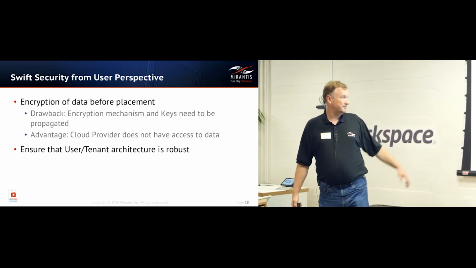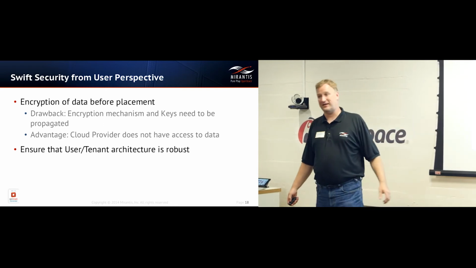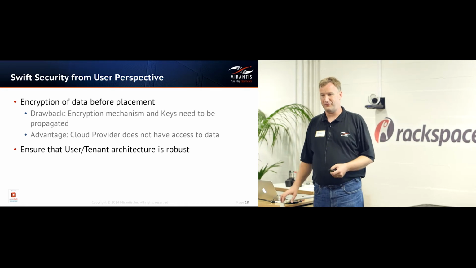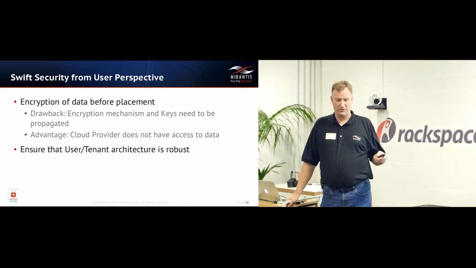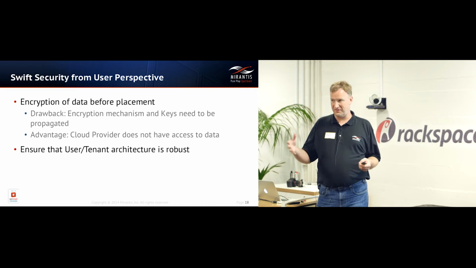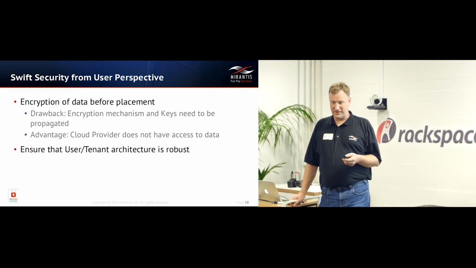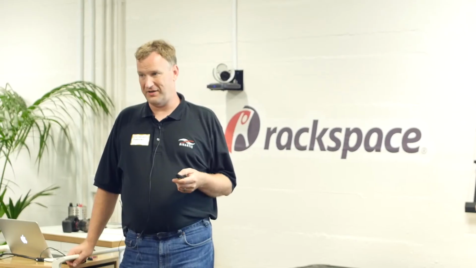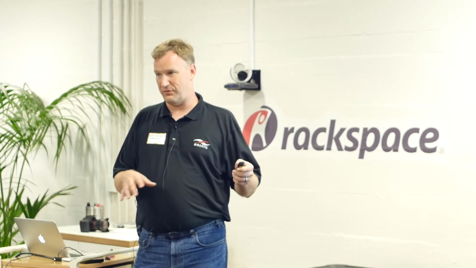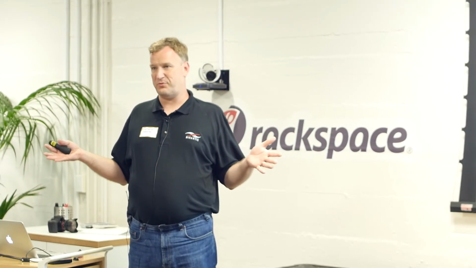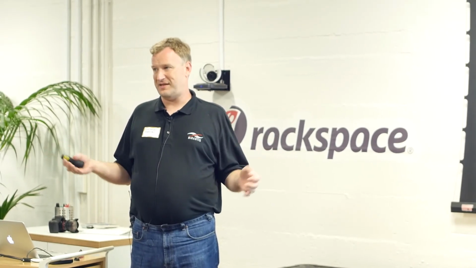And then finally, again, ensure that the user and tenant architecture is robust. From a user perspective, of course, if you build your own users inside your Swift infrastructure, you'll have to make sure that those users and the access lists that they use are configured properly, and the users are not creating havoc among each other. And with a company of 3, that's probably not much of a risk. If you have 1,000 employees, you can almost be certain that a bad apple is somewhere among them.